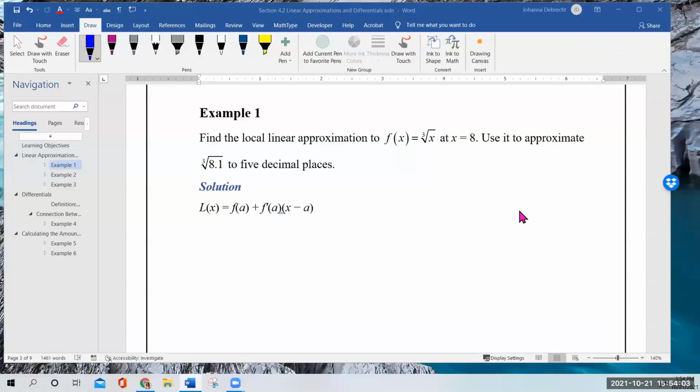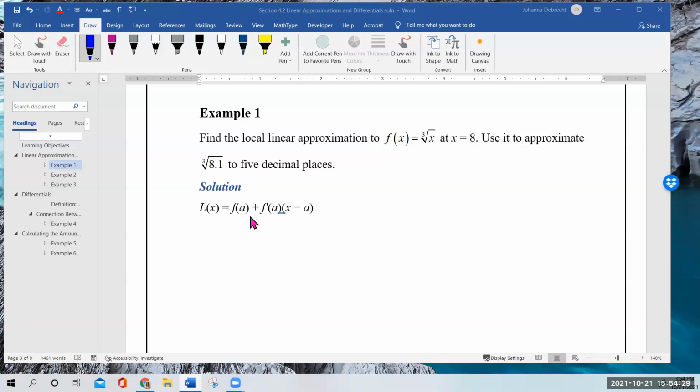In the first example, we want to find the local linear approximation, in other words, the tangent line, to the function f of x equals the cube root of x at x equals 8. We want to use it to approximate the cube root of 8.1 to 5 decimal places. Okay, 5 decimal places, that's a lot. And we're doing this by hand. Okay, what does that mean?